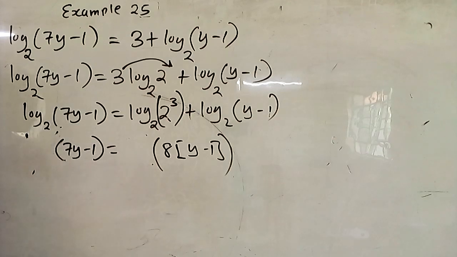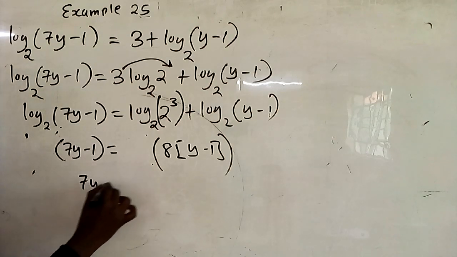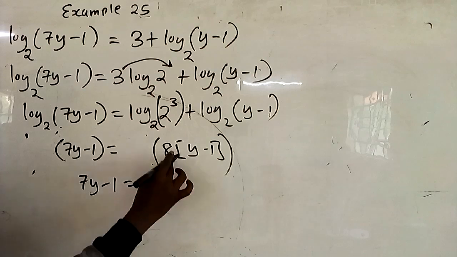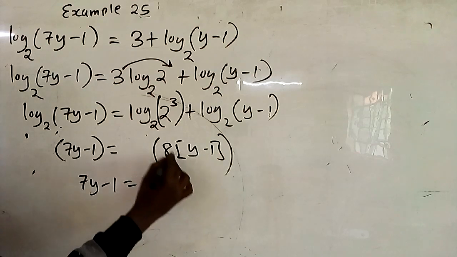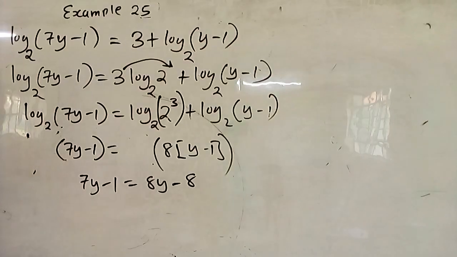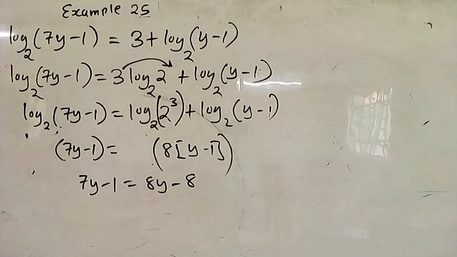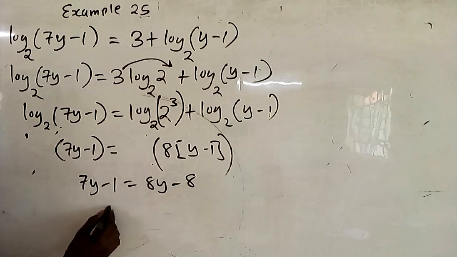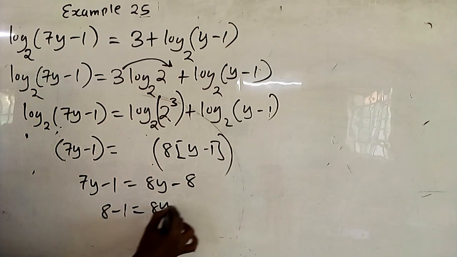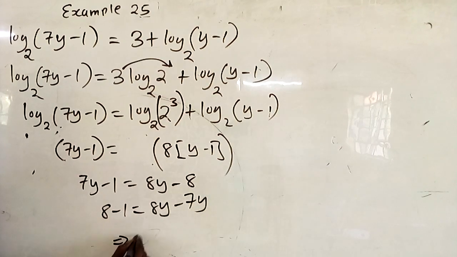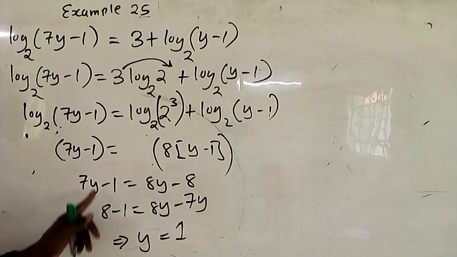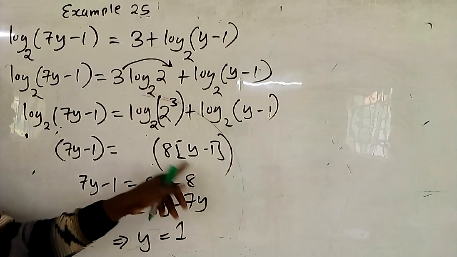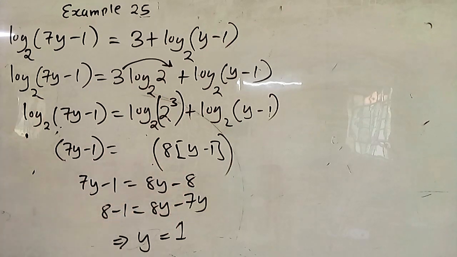7y minus 1 to be equivalent to 8y. You take 8 inside: 8 times y is 8y, minus 8 times 1 is 8, 8 is the common factor, isn't it? So from there you collect the like terms. This is the same as 8y minus 7y, negative 8, that is 8 minus 1 is 8y minus 7y. So you end up with y equals 1. If you bring 7y this side, if you bring negative 8 this side, it becomes positive 8, isn't it?